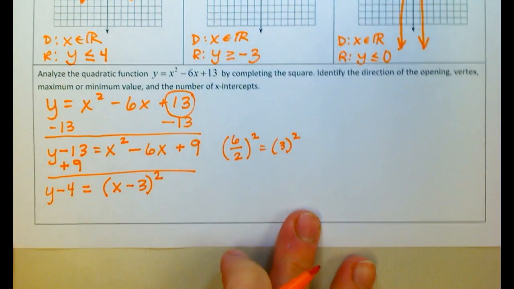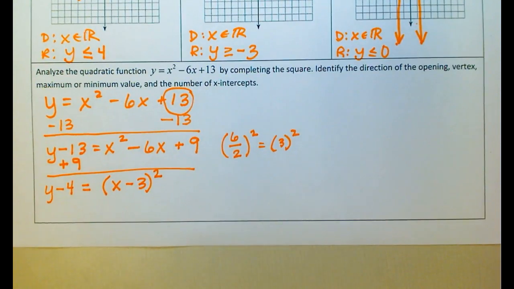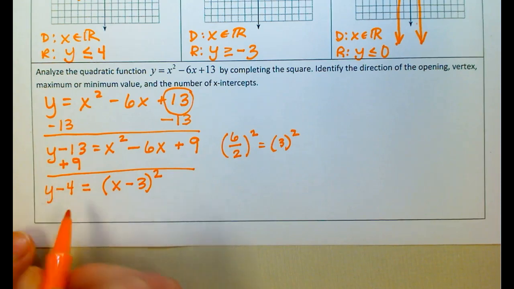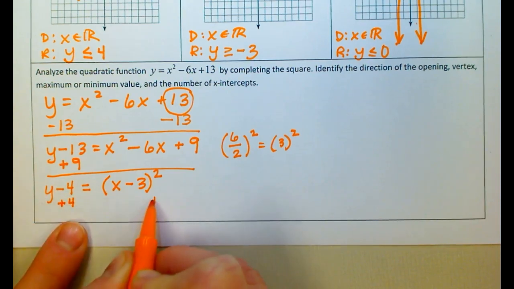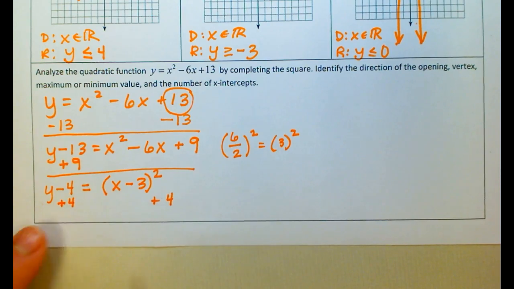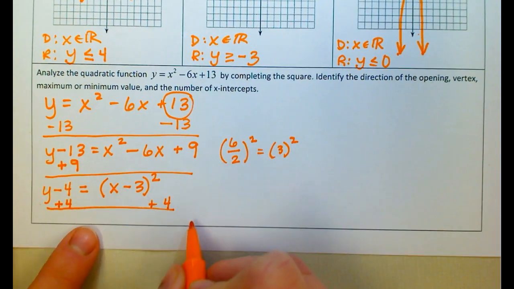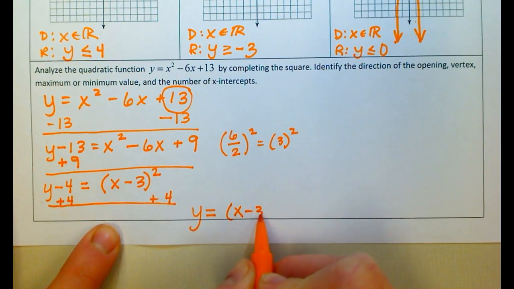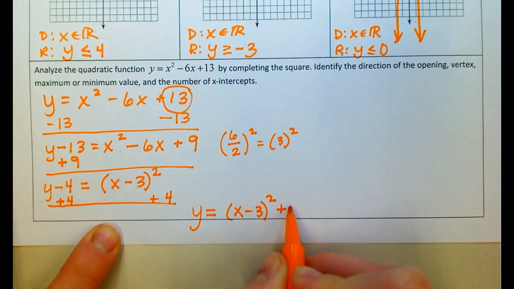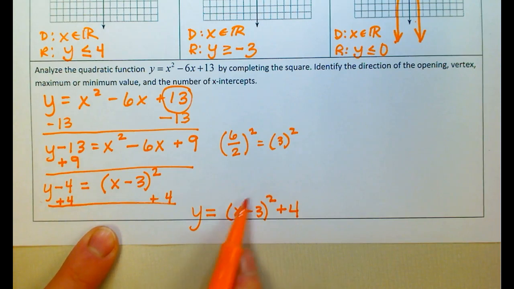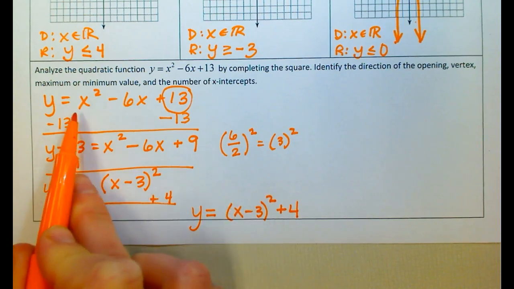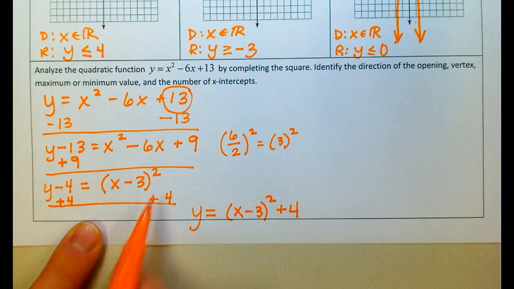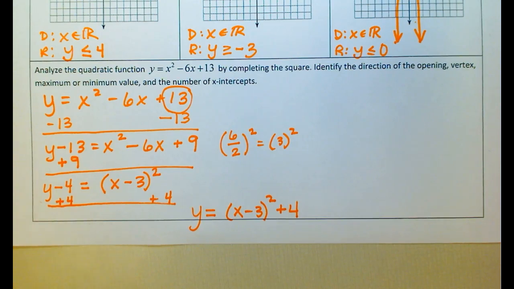My last step, because we're not solving, we're just completing the square, is to get my y by itself. So I'm going to bring my 4 back to the other side of the equation. And I'm going to write my equation as y equals x minus 3 squared plus 4. Look, we have vertex form. We took a standard form equation, completed the square, and we got vertex form. Now we can identify all of the parts about this graph.